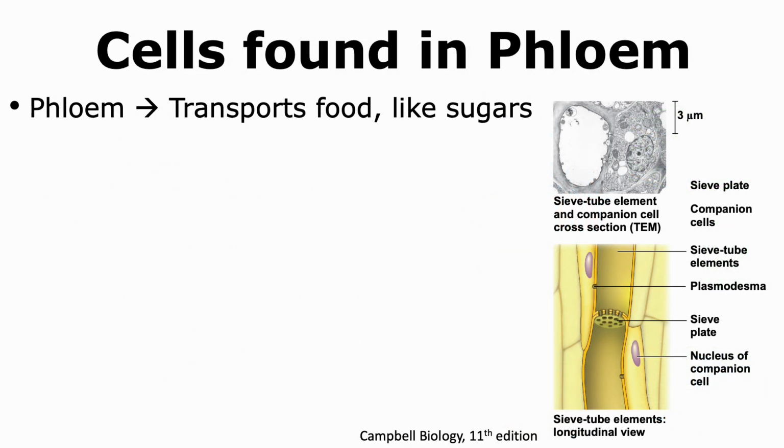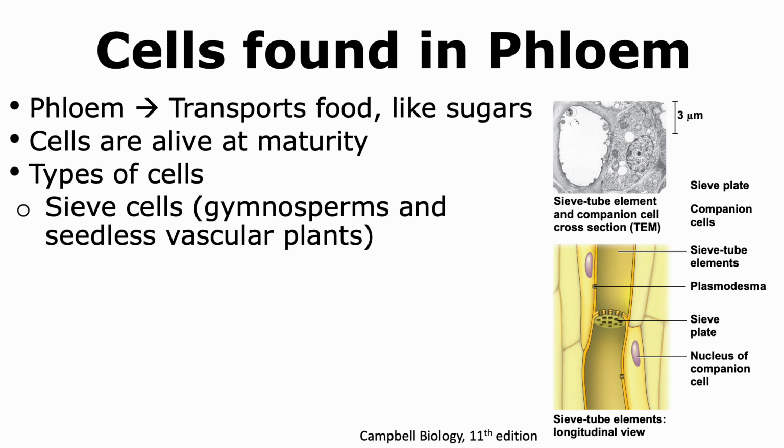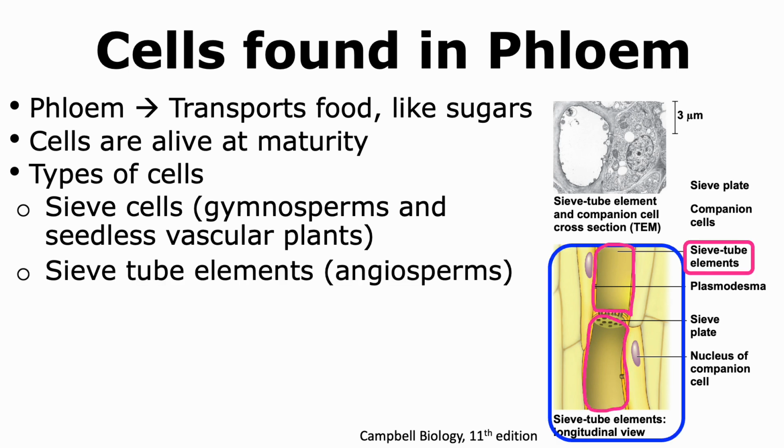Phloem is the vascular tissue that transports food like sugars throughout the plant. The cells of phloem are alive, unlike the cells of xylem, which are dead at maturity. When we look at the different types of cells in phloem, there are sieve cells that are normally observed in gymnosperms and seedless vascular plants like ferns, while angiosperms show the presence of sieve tube elements that are sometimes also called sieve tube members.